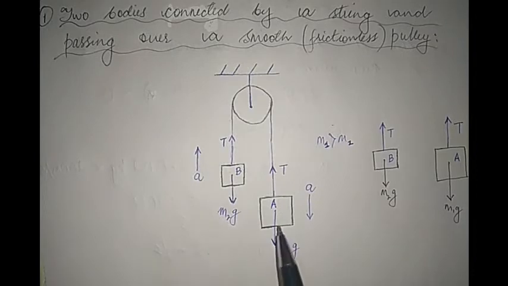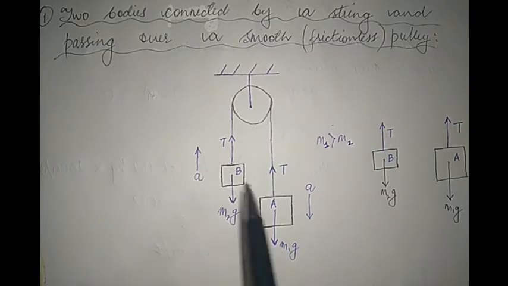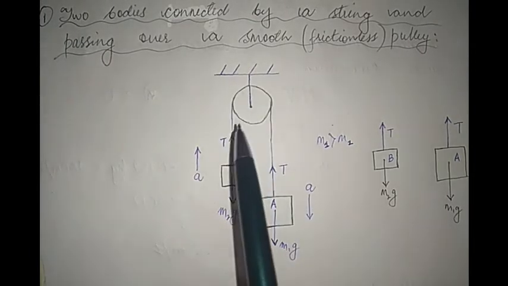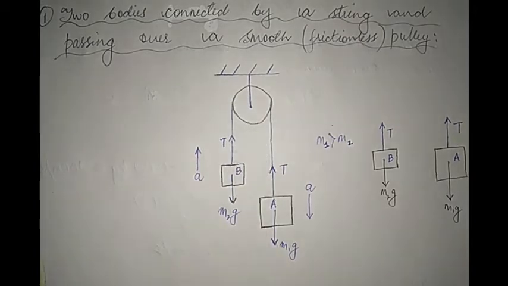Take for example a system of two bodies A and B, body A having mass m1 and body B having mass m2, where m1 of course is greater than m2 as you can see in the picture. Now these two bodies A and B are connected by a massless and inextensible string which passes through a very smooth, that is a frictionless pulley.